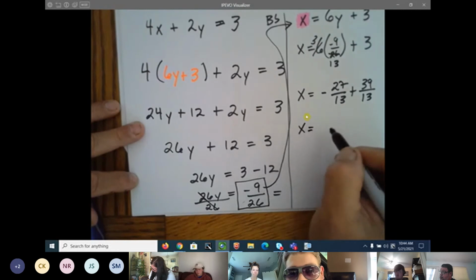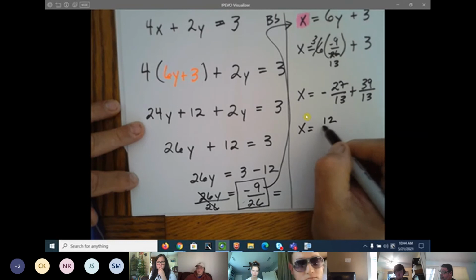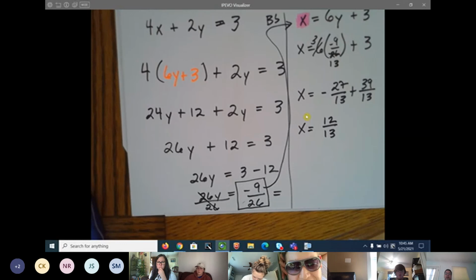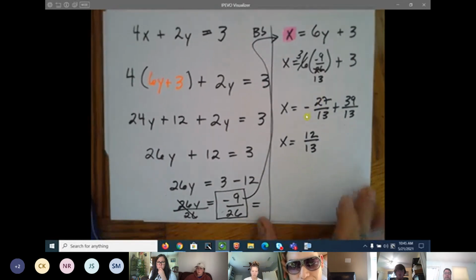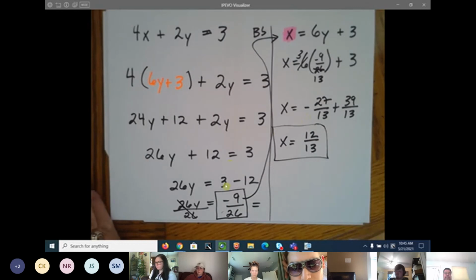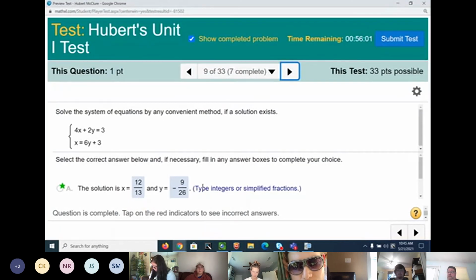And x is equal to, I don't have any idea, is that 12? No, it'd be 12, wouldn't it? Somebody check my math. 12 over 13? Yeah, check. 12 over 13. That's good. So 12 over 13, and that's the answer. And negative 9 over 26. Next.